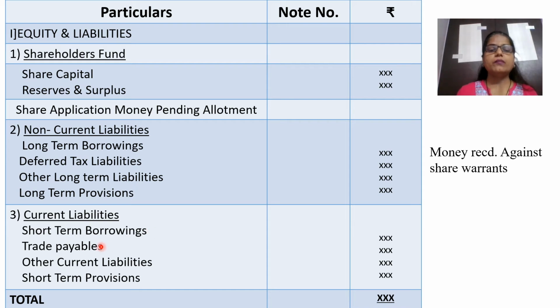Then after long term borrowings comes the trade payables. Trade payable is nothing but your creditors and bills payable. They are put under this heading trade payables. Again, they are of what? Shorter duration. They are to be repaid within a shorter period of time. The next is other current liability.